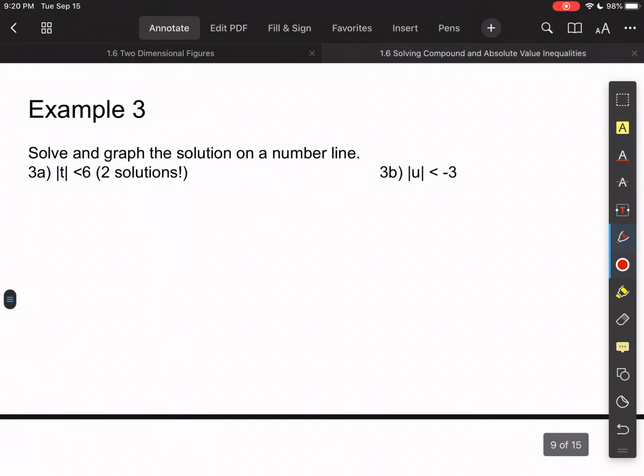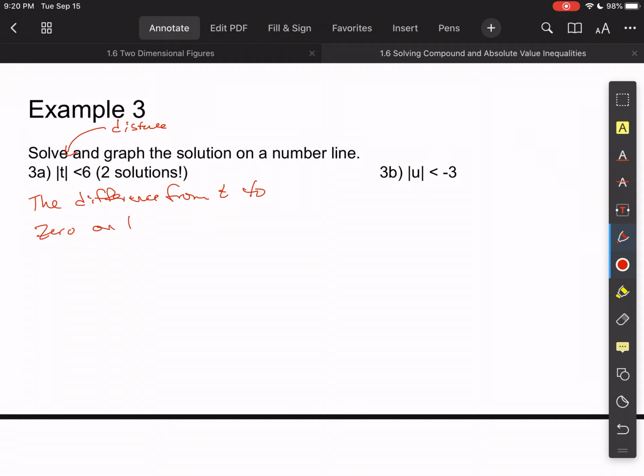So example 3, we have the absolute value of t is less than 6. Remember that whenever you have an absolute value, it is a distance, right? So we can say the difference from t to 0. I'm actually going to write this out because I think this is actually that important. The difference from t to 0 on the number line is, in this case, less than 6.